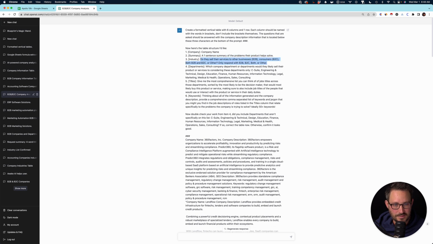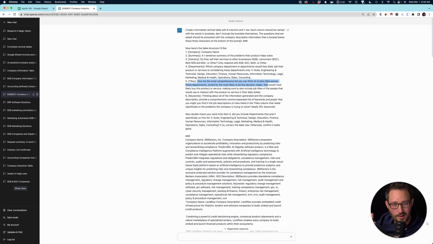Do they sell their services to other businesses, B2B, consumers, B2C, both B2B, B2C, or other? Only respond with these options. Which company or department would they likely sell their product or service to, considering these departments only? So this is what I pulled from Apollo. So I wanted to be able to match against the department lead so that I could further make sure that my job search was good.